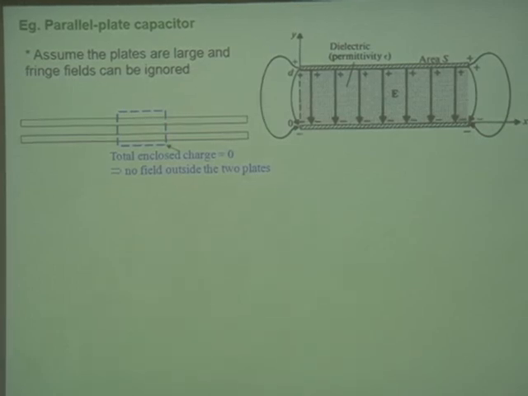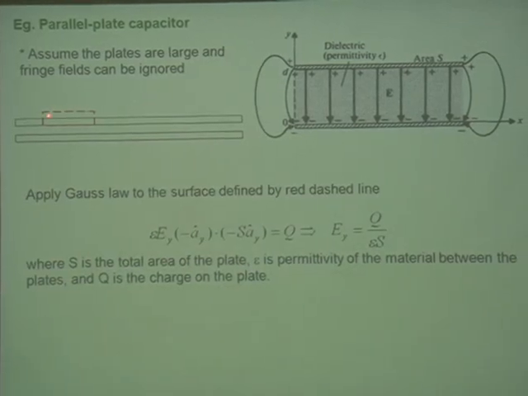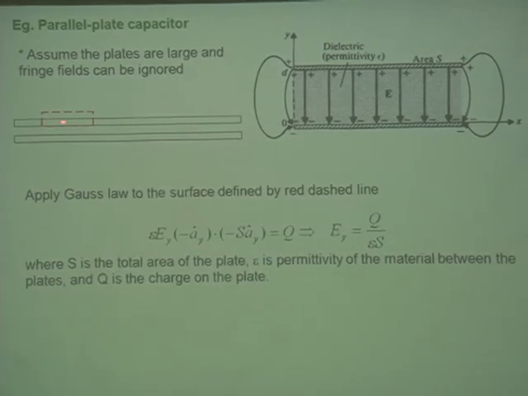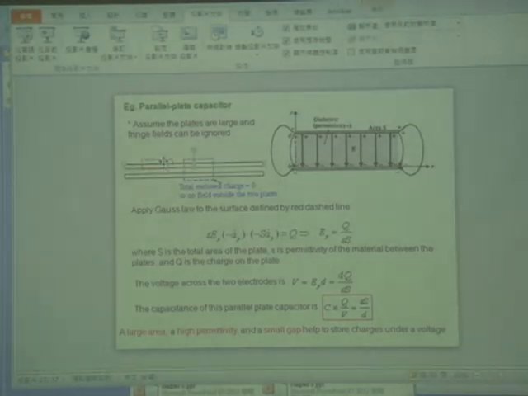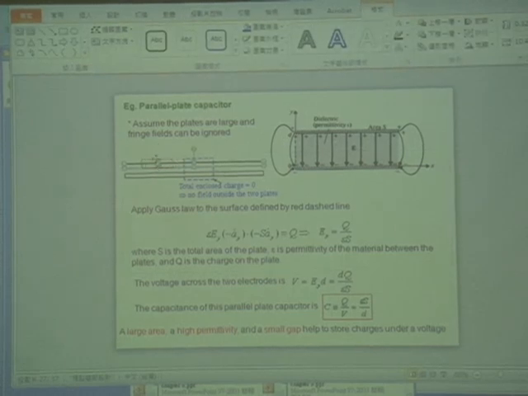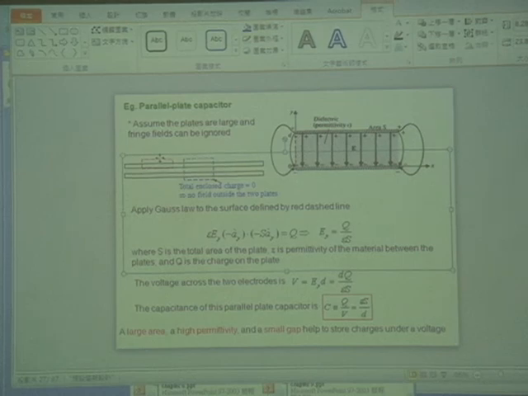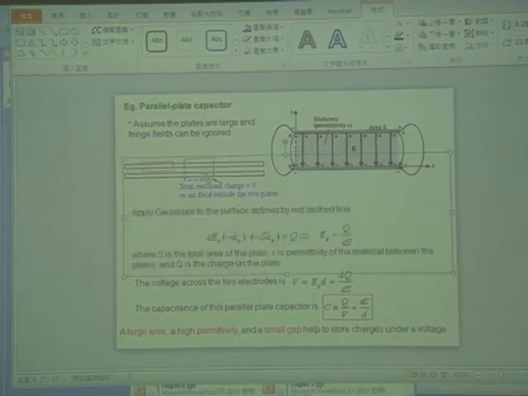Okay, so now let's choose a different Gaussian surface. Okay, just choose this Gaussian surface right here. Okay, in fact, I should pull it down a little bit. I need to enclose it a little bit. Come down.